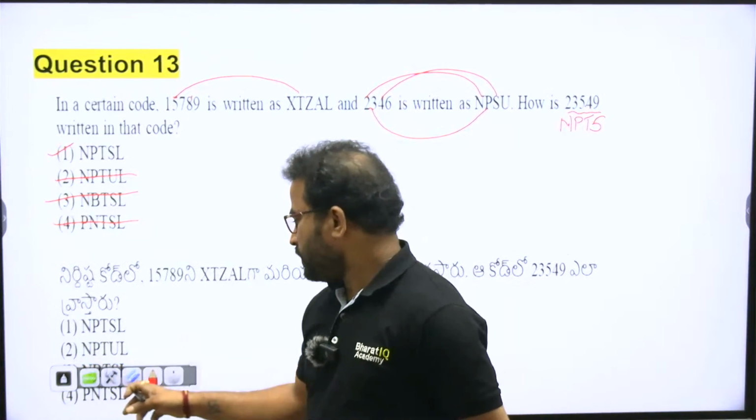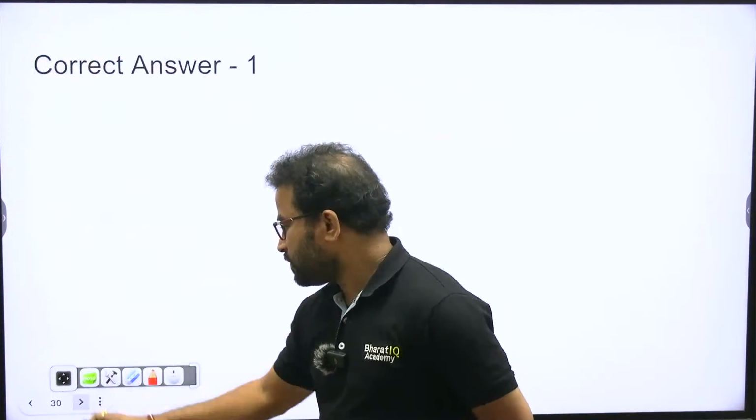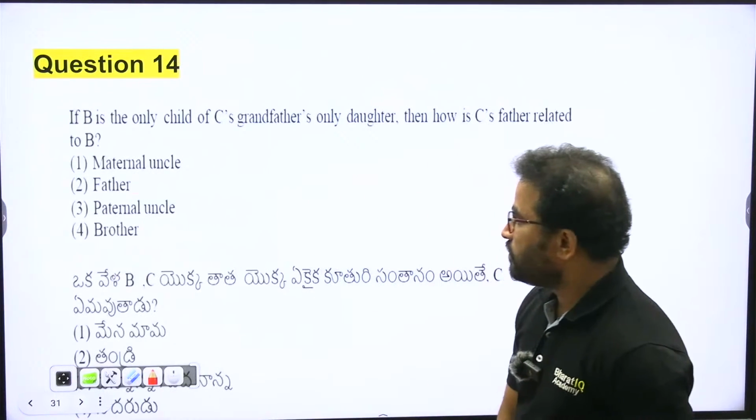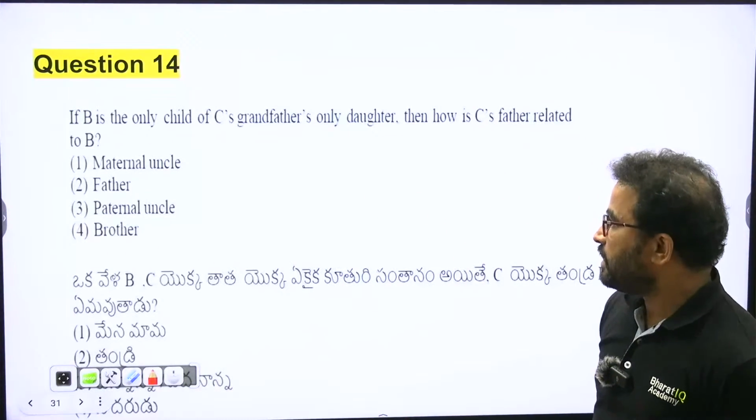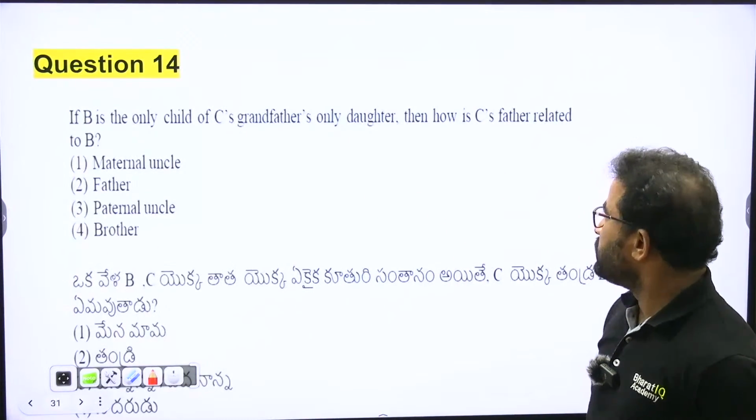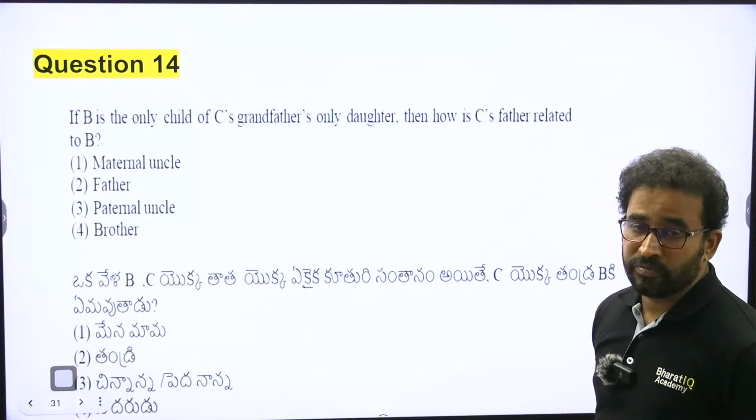Next one, coming to the next question. Look at this one. We need to work out: B is the only child of C's grandfather's only daughter. Then how is C's father related to B? This belongs to blood relation.